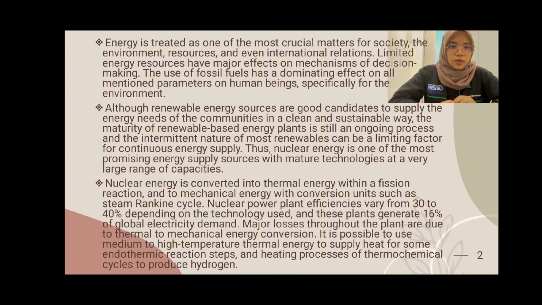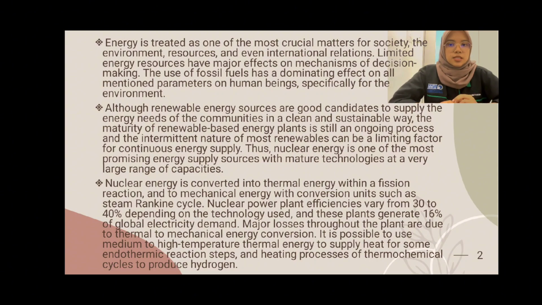Thus, nuclear energy is one of the most promising energy supply sources with mature technologies at very large range of capacities. Nuclear energy is converted into thermal energy within a fission reaction and to mechanical energy with conversion units such as steam Rankine cycle. Nuclear power plant efficiencies vary from 30 to 40% depending on technology used, and these plants generate 16% of global electricity demand.